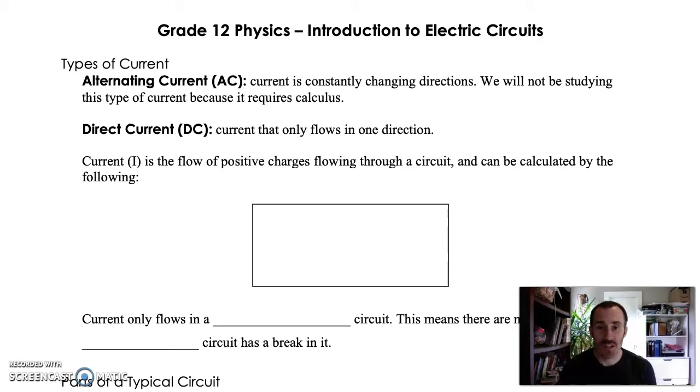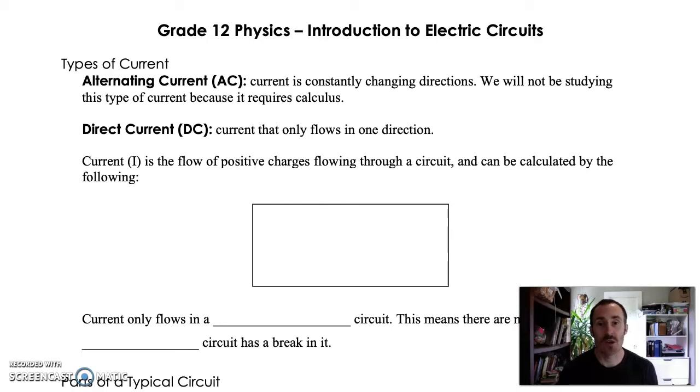So the first thing that we need to talk about is current, because current is what's going to allow us to do work in different ways. So current is the flow of positive charge flowing through a circuit. In physics, the convention is that we talk about current as the flow of positive charge, even though we know now that negative charge is the part that actually flows. Okay, and we're going to talk about only direct current. That's the type of current that you get when you connect a battery to something. It only flows in one direction.